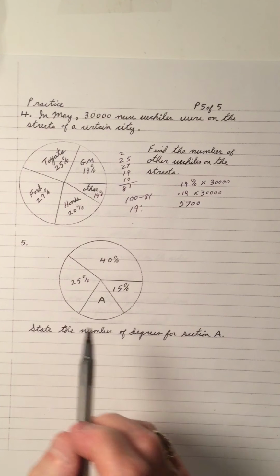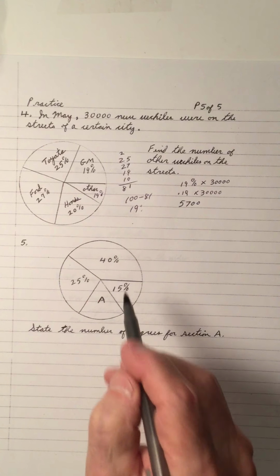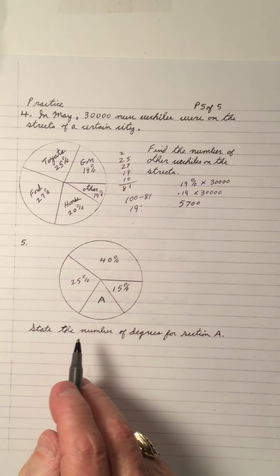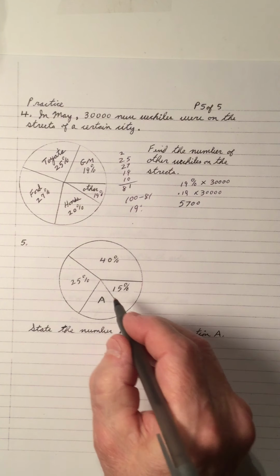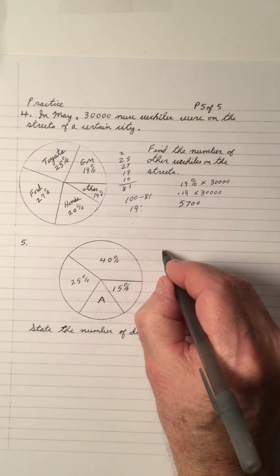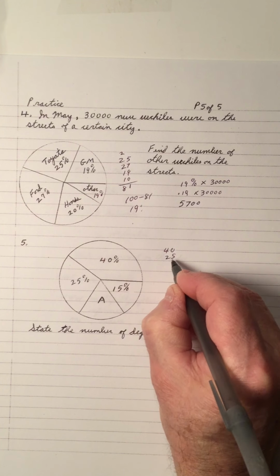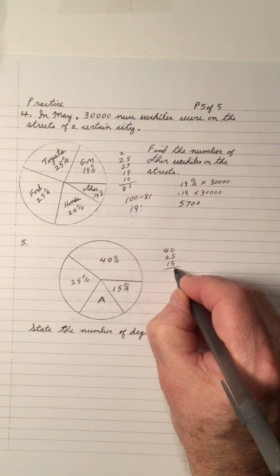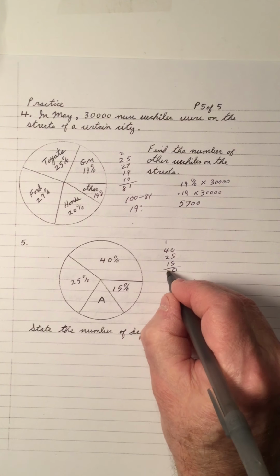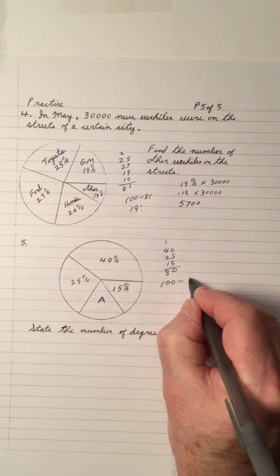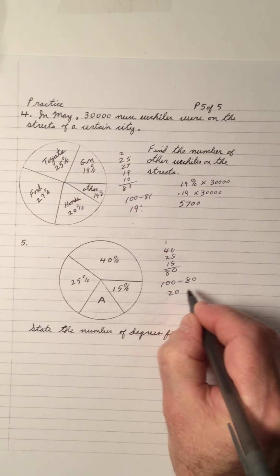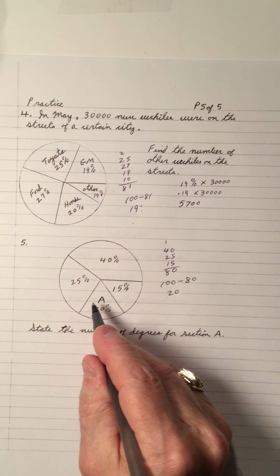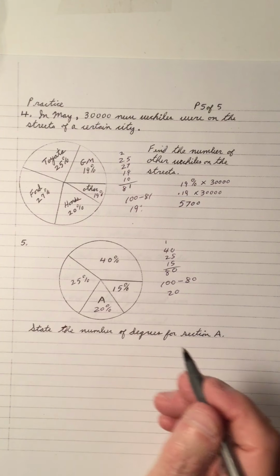Okay, number 5. We have a circle which has a 40%, 25%, and 15%. So we want to find what A is. If we take the 40, add on the 25, add on the 15, that's a 0, carry your 1, 8. So 100 minus 80 is 20. So A, this section of the circle, represents 20%.